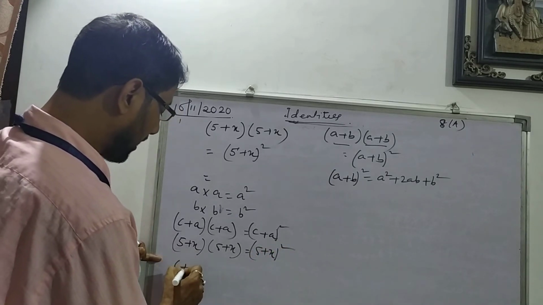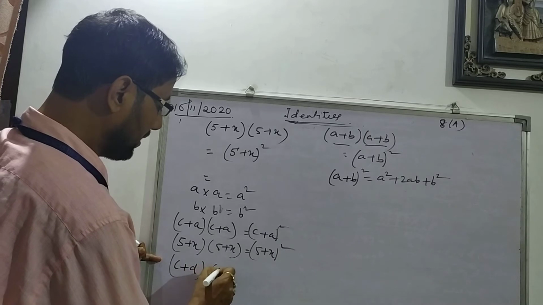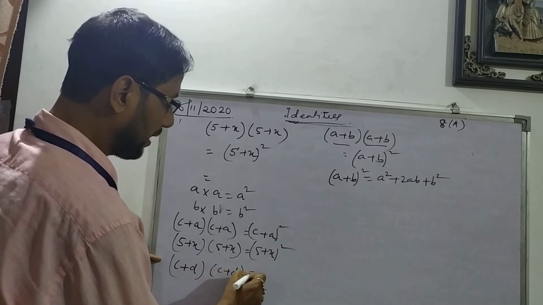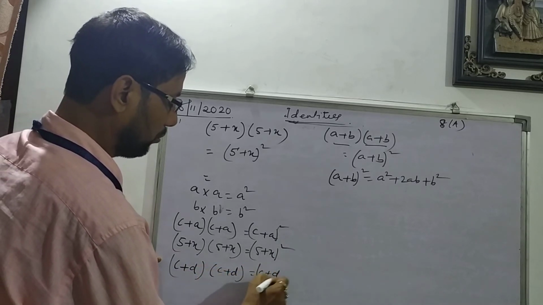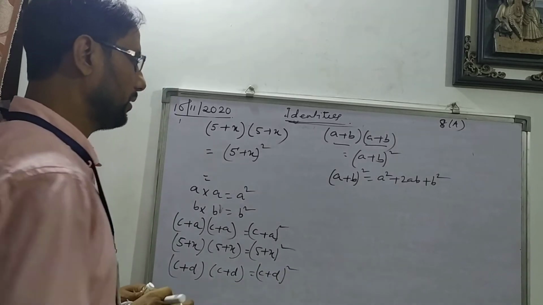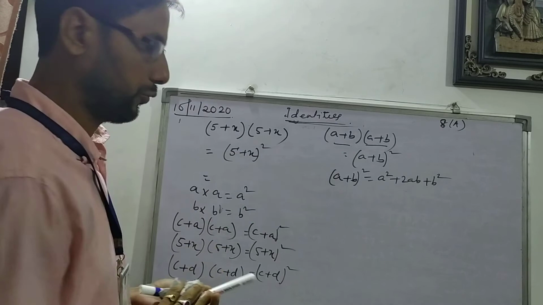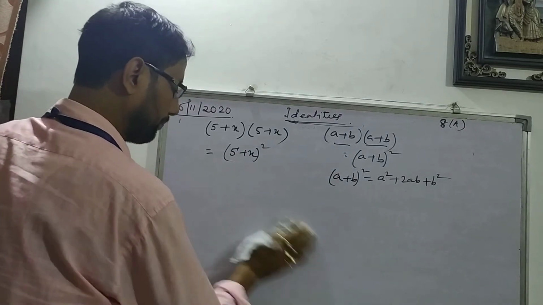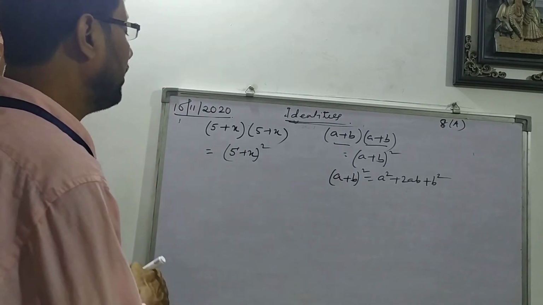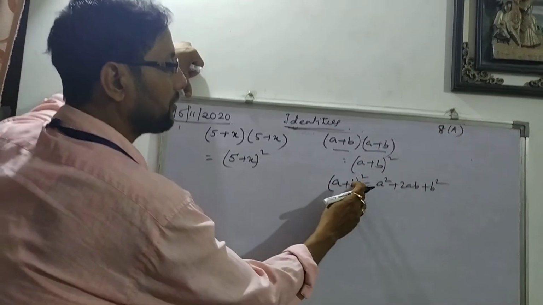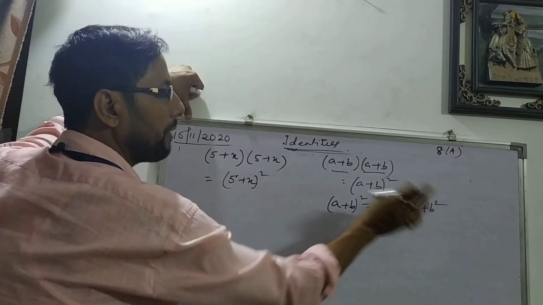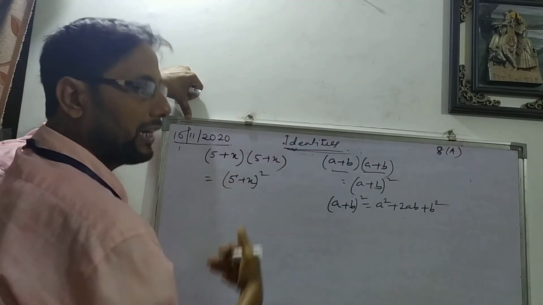Now suppose c plus d multiplied by c plus d, what will I write? C plus d whole square. So this comes, students. So 5 plus x into 5 plus x, I will write 5 plus x whole square. Now what will I do? Now I will simplify this one. So a plus b whole square is equal to a square plus twice ab plus b square. Now directly, no need to multiply.